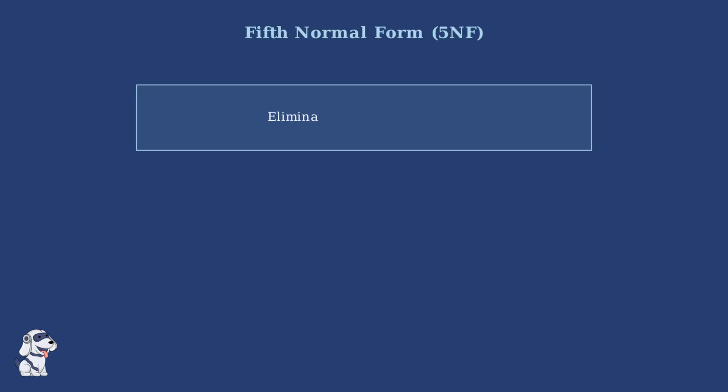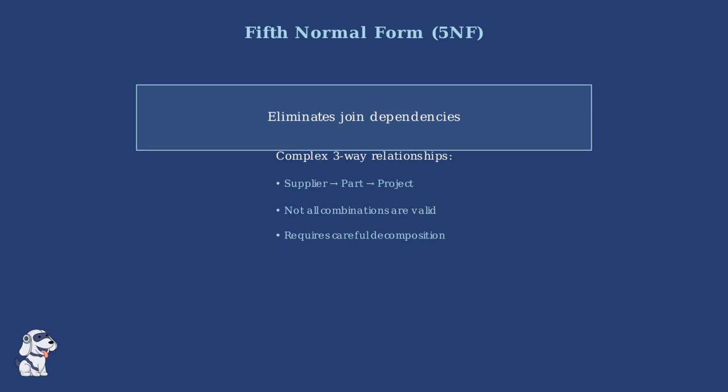Fifth normal form, also called project join normal form, deals with join dependencies. This is the most complex normal form and is rarely needed in practice. It ensures that a table cannot be decomposed into smaller tables without losing information. Fifth normal form typically applies to complex many-to-many-to-many relationships. For example, consider suppliers, parts, and projects, where a supplier can supply specific parts to specific projects, but not all combinations are valid.